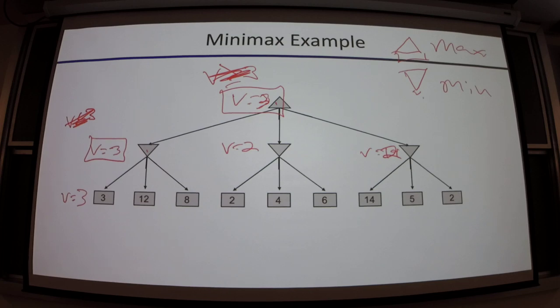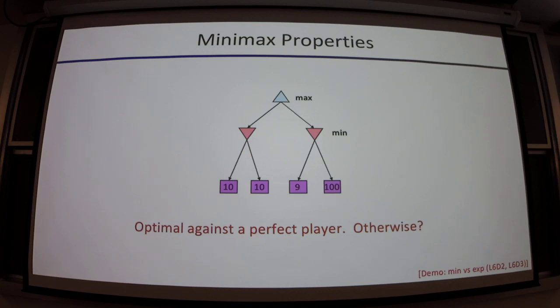But okay, right. So now we know the value for each of these nodes. So we've solved this tree. So what will happen is, over the course of the game, agent 1 will take us this way, then agent 2 will take us this way. That's how the game's going to play. Minimax is optimal against a player that's playing optimally.